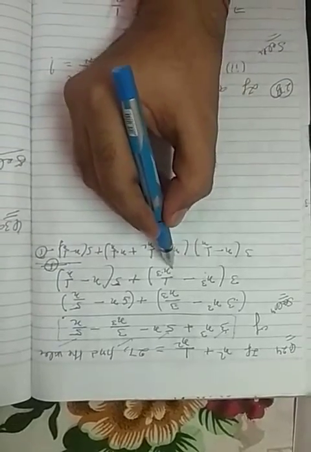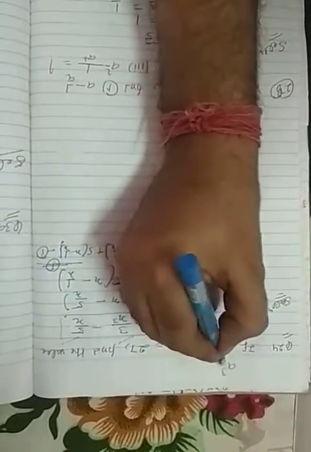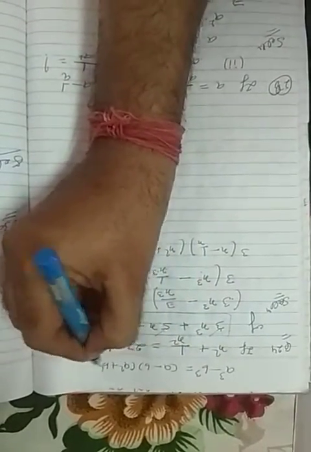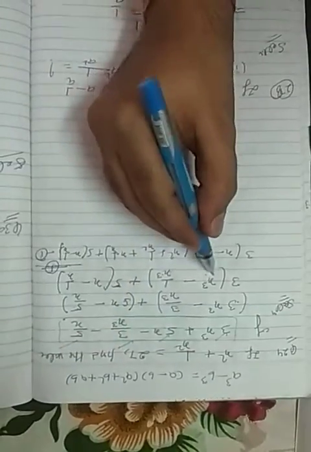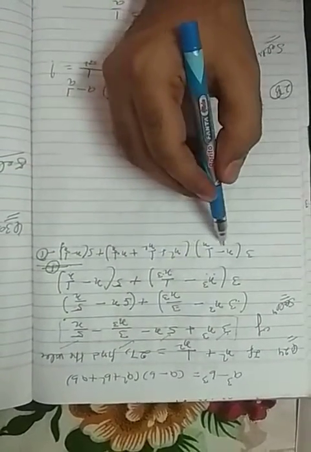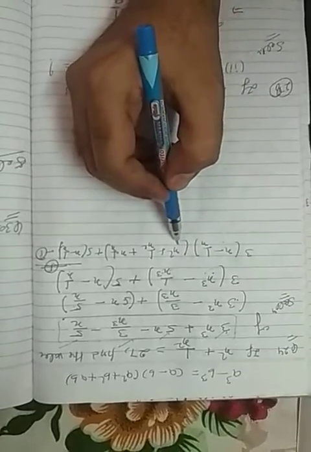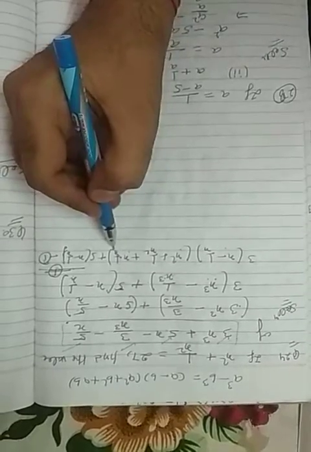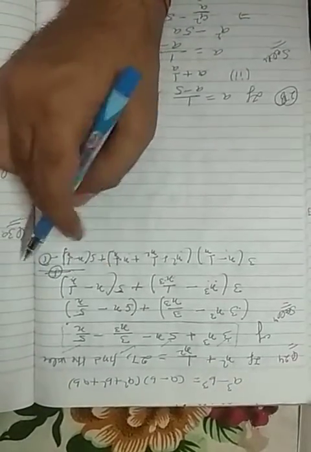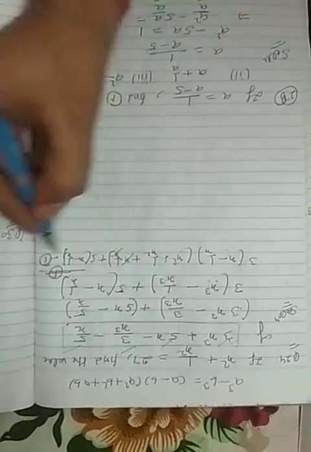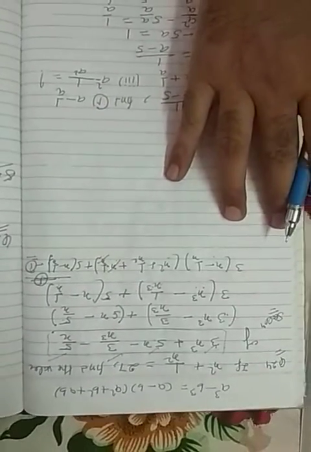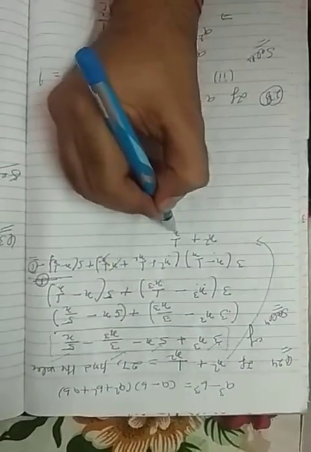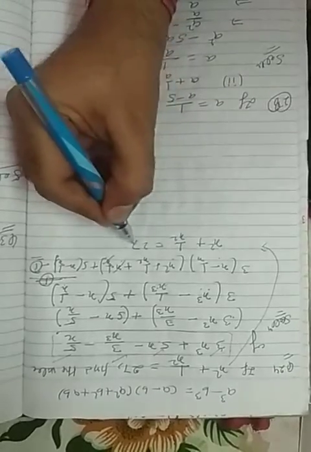Now we apply the formula a³ − b³. The formula is, in the first bracket (a − b), in the second bracket a² + b² + ab. Here a is x and b is 1/x. So x − 1/x in the first bracket, in the second bracket x² + 1/x² + x into 1/x, and the second term is the same, 5(x − 1/x). Here x − 1/x is cancelled. Suppose this one is equation number first. Now we have been given x² + 1/x² equals 27.